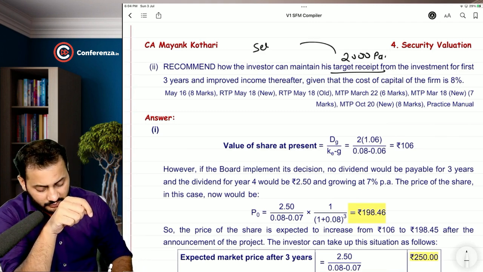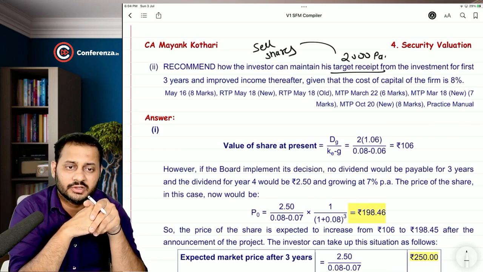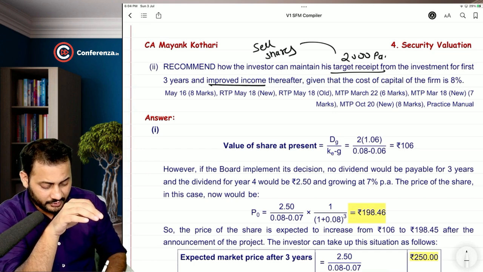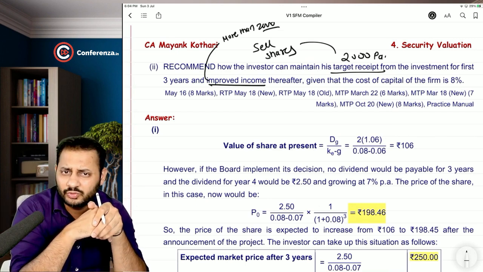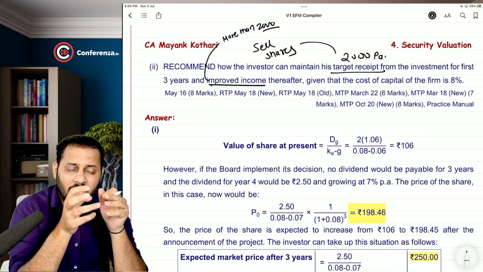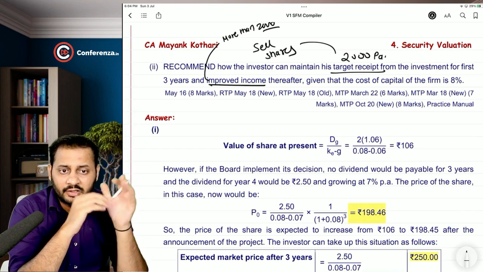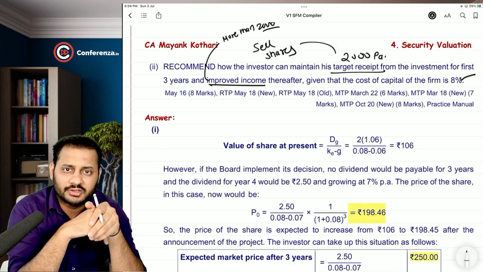Write down, sell shares. This is the only way to have some receipts for the first 3 years, and then improved income thereafter. Improved means more than 2000. So for the first 3 years, the income was 2000 only. And after 3 years, the receipts are more than 2000. Given that the cost of capital of the firm is 8%, you need to consider this cost of capital.